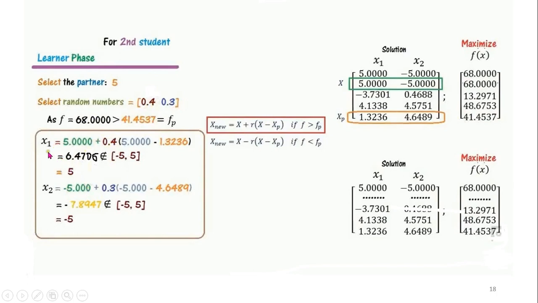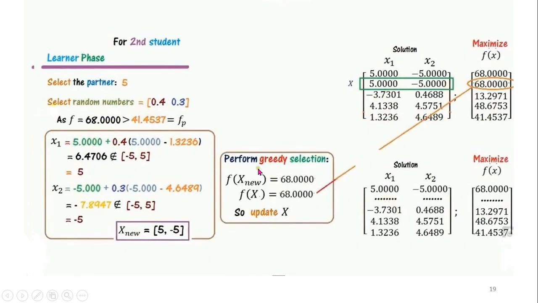Now we go for the greedy selection. So f of x new is equal to 68 and f of x is equal to 68. So these values are the same. So you can replace this value or it can remain the same, because all these values are the same.